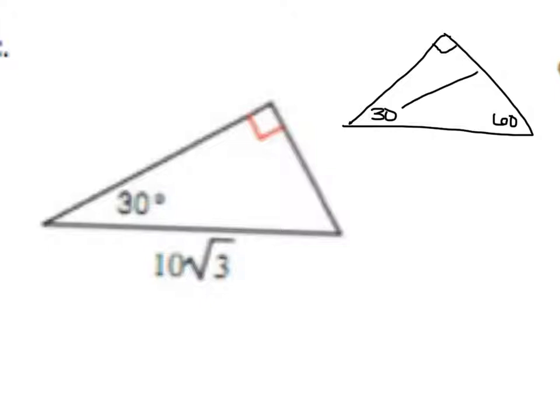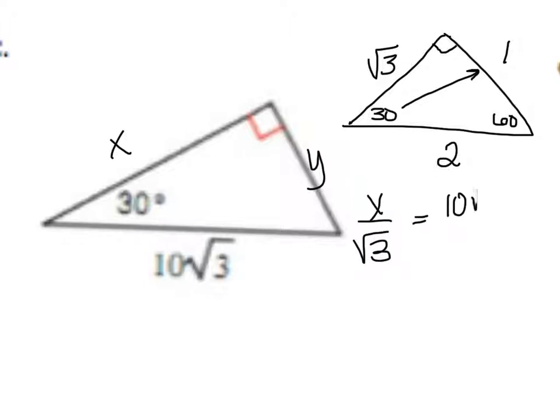So across from the 30, this is probably the hardest part, is labeling your triangle. But by now, I hope that we're pretty good at it. So I've got 1, 2, root 3, finding x and y. So now I've got to find both sides here. So go ahead and find x first. So I'll have x over root 3 equals 10 root 3 over 2.